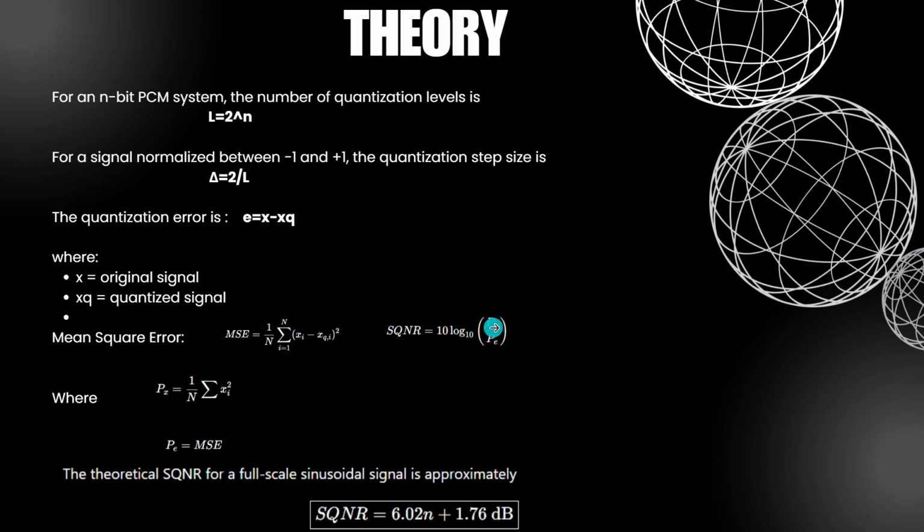Now, going to the theory, in an n-bit PCM system, the total number of quantization levels L is equal to 2 to the power n. For example, if we use 3 bits, then we get 8 levels. Since our signal is normalized between -1 to +1, the quantization step is 2 by L.